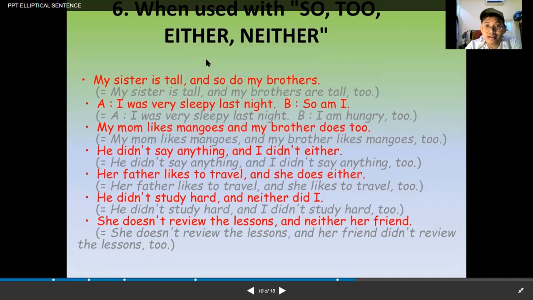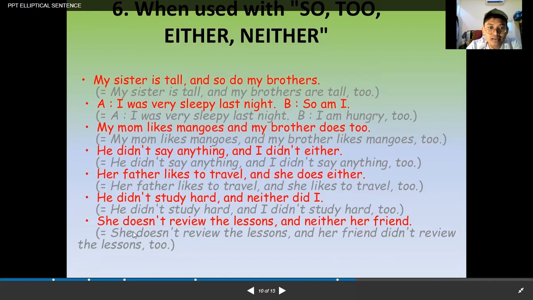But what about either and neither examples? So here is the one. He didn't say anything, and I didn't say anything too. This is too long. You can say, he didn't say anything, and I didn't either. So either also represents what too means in the long sentence version, right? What about neither?